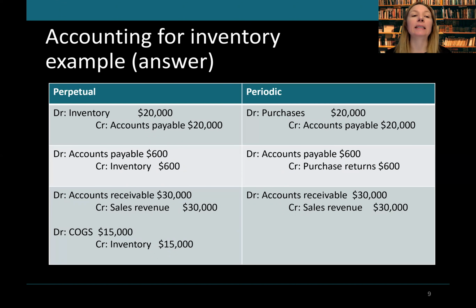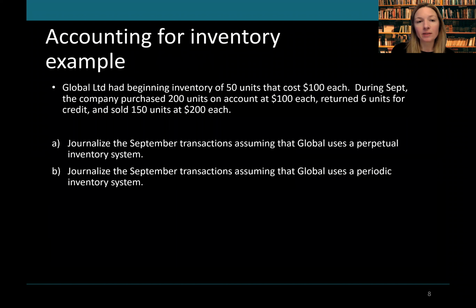So here you can see that with a perpetual system, we have 50 units that cost $100 each. So that's the beginning inventory. It's 50 times 100, so we've got beginning inventory of $5,000. So we don't need to journalize the beginning inventory.